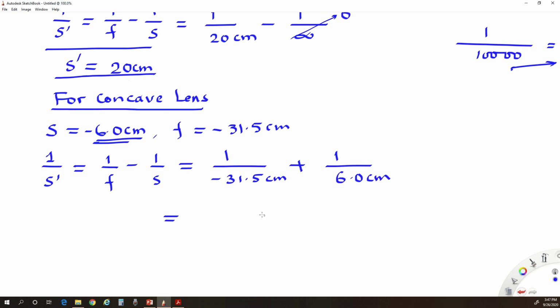Okay, now let's do the math. So let's see what we get. 1 over 31.5 gives me negative 0.03174, plus 1 over 6 gives me 0.167. Now do the math.